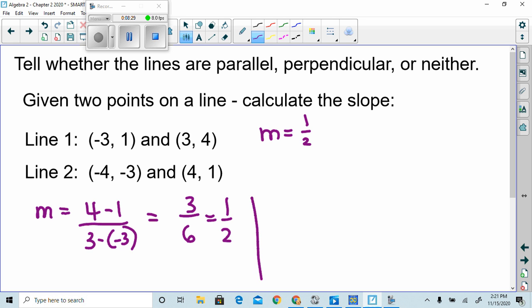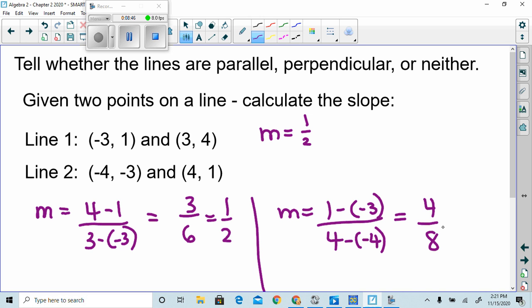Now I want to find out what the slope is in the second line so I can compare. In the second one, I have y2 minus y1 over x2 minus x1. Add the opposite, that's going to give me 4/8, which is equal to 1/2. The slope in the second line is 1/2. These two lines are parallel.